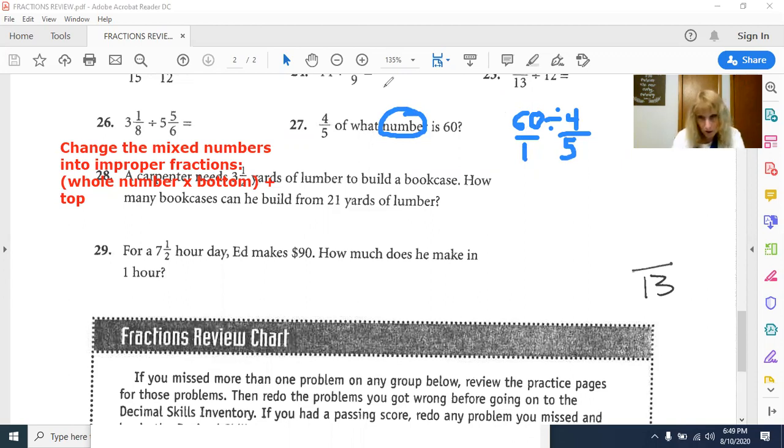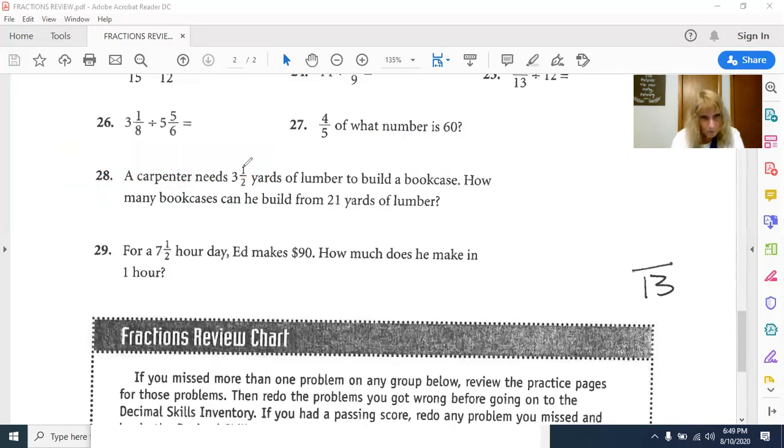Okay, let's look at 28. Carpenter needs 3.5 yards of lumber to build a bookcase. How many bookcases can he build from 21 yards of lumber? Okay, what did you do here? Oh, this is a common mistake. When you're doing division problems, you have to decide what number comes first because it's really important because you only flip the second number, the second fraction, and you have to know which one that is.